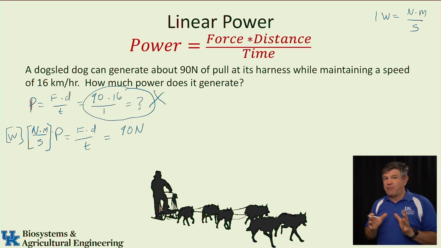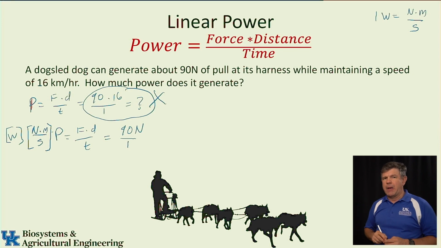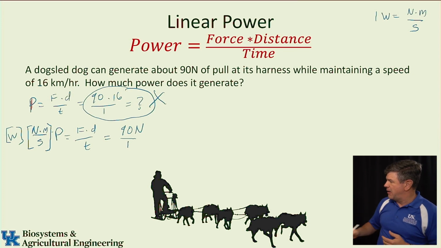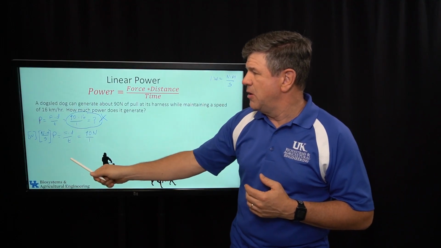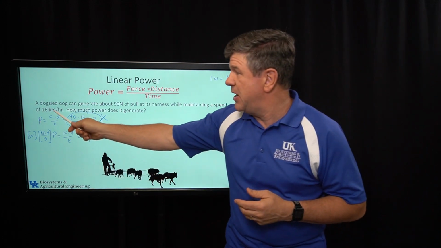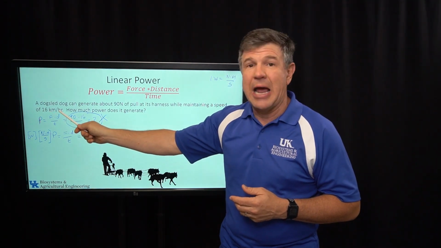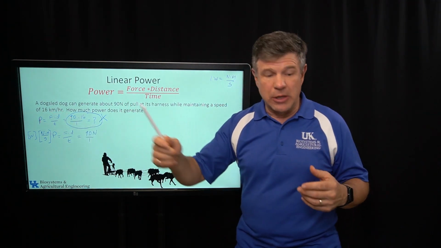Now, this is going to be a fraction. Everything has to be a fraction. So if there's nothing underneath it, I just say that it's over 1. 90 newtons over 1. Okay, so there's the first part of that. Now, what do I have that's distance per unit time? Distance per time. Oh, I've got speed up here. That's kilometers, which is a distance. Time is in hours.